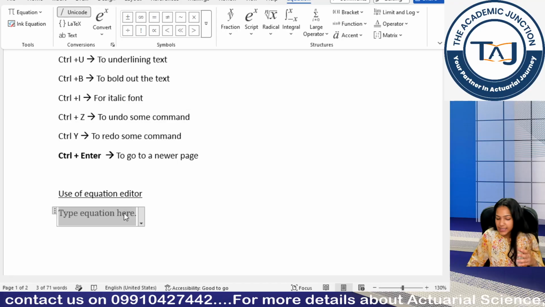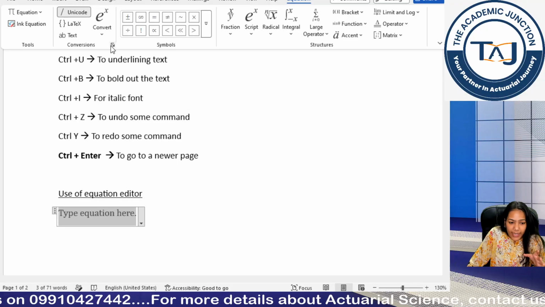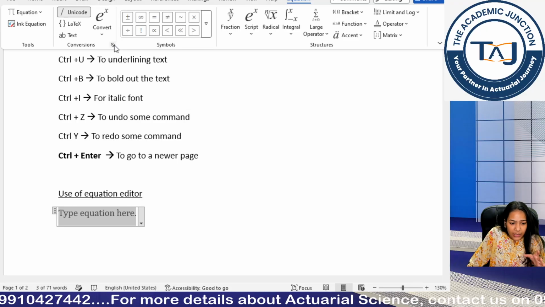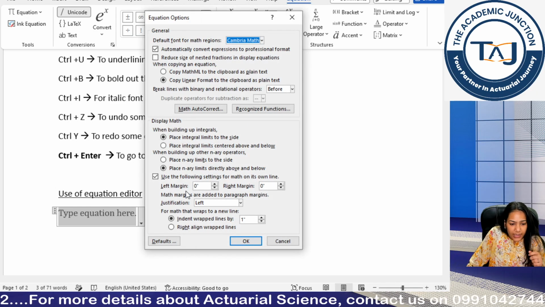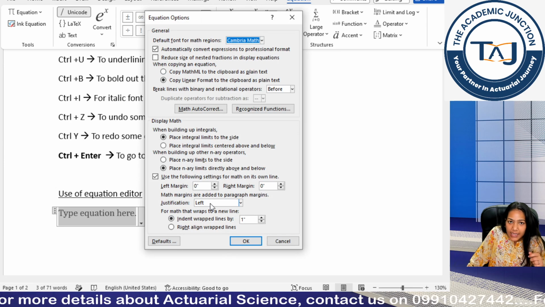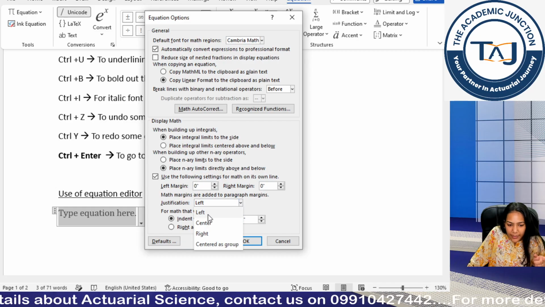So how do we bring it to the left? Click on this arrow like symbol. Is it visible? Click on this arrow like symbol. This tab opens. Then go to this justification. Mine is left because I have already set it at left. You click it at left.